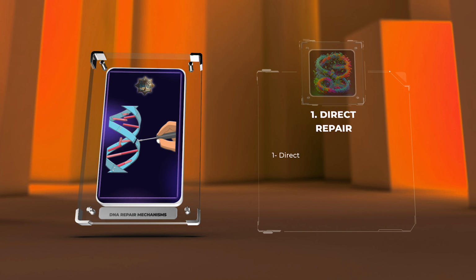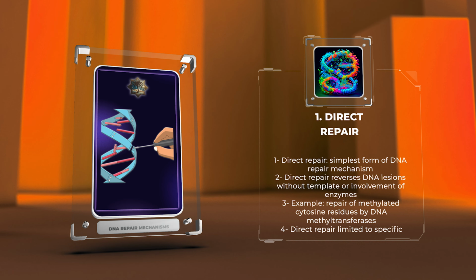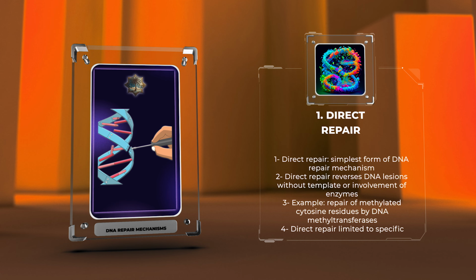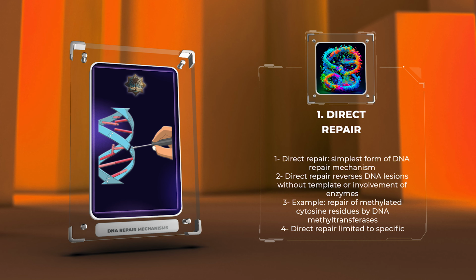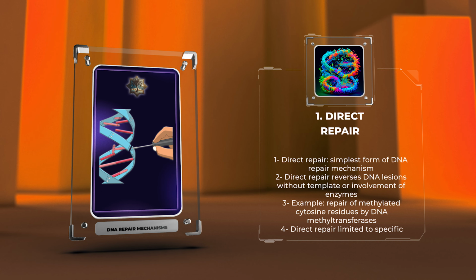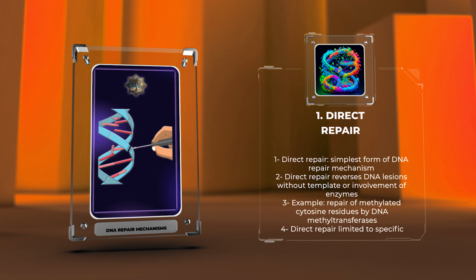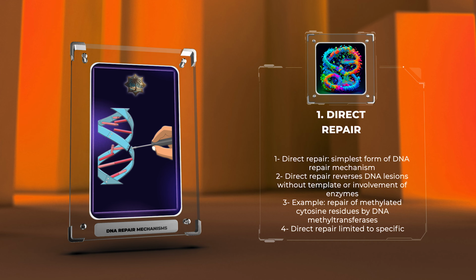Direct repair is the simplest form of DNA repair mechanism, where DNA lesions are directly reversed without the need for any template or involvement of enzymes. One example of direct repair is the repair of methylated cytosine residues by DNA methyltransferases. These enzymes can remove the methyl group and restore the original nucleotide sequence. However, direct repair mechanisms are limited to specific types of DNA damage and may not be sufficient to address more complex lesions.